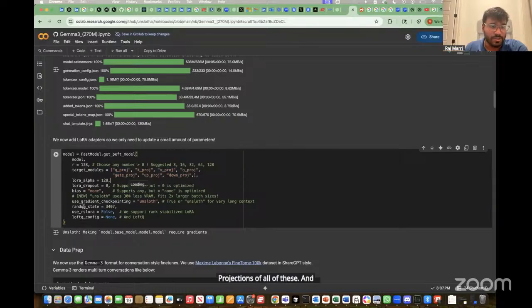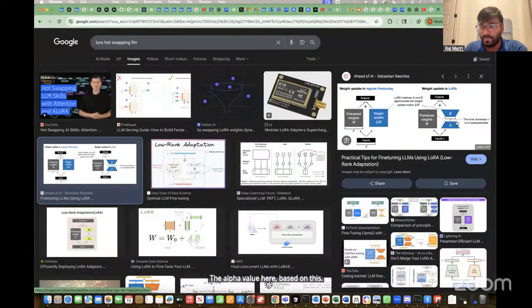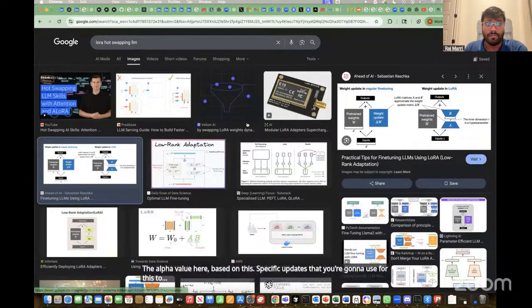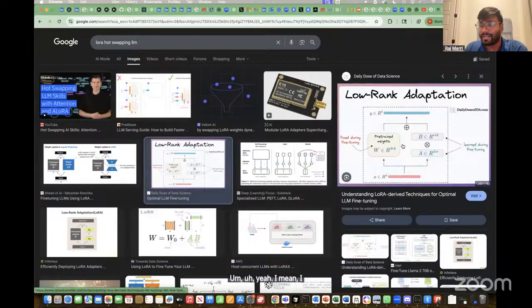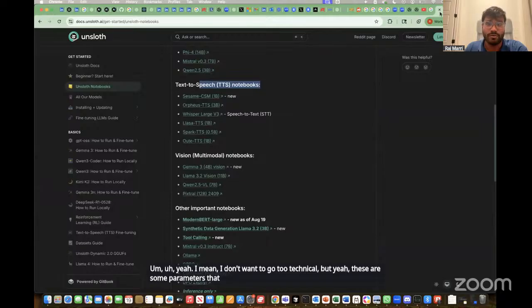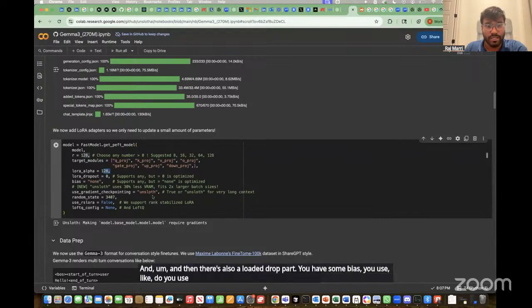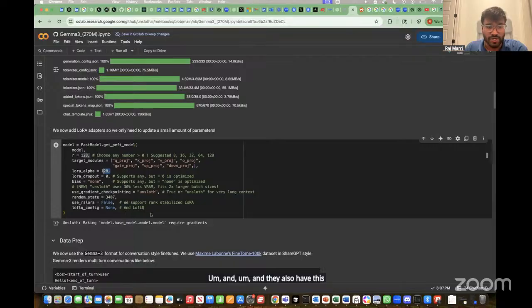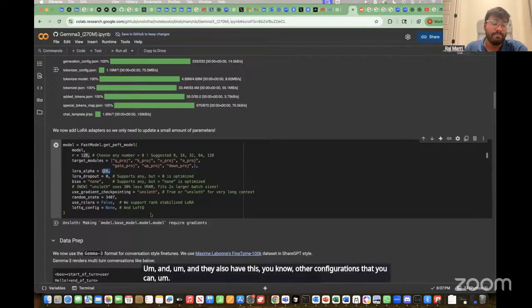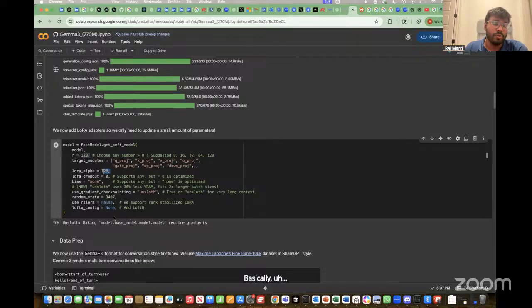And first thing is you create the alpha value here based on these specific updates that you're going to use. I don't want to go too technical, but these are some parameters that can affect your training process. And then there's also a LoRA dropout. You have some bias. Do you use any gradient checkpointing? They mentioned Unsloth. And they also have other configurations that you can use to change the behavior of this.